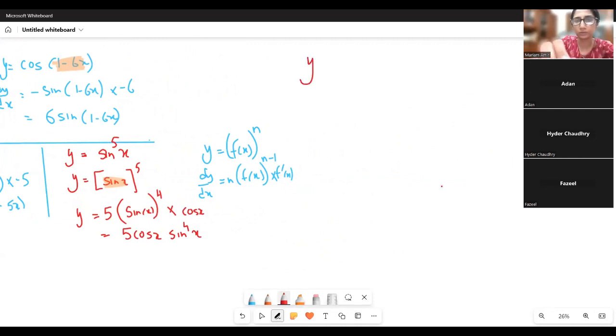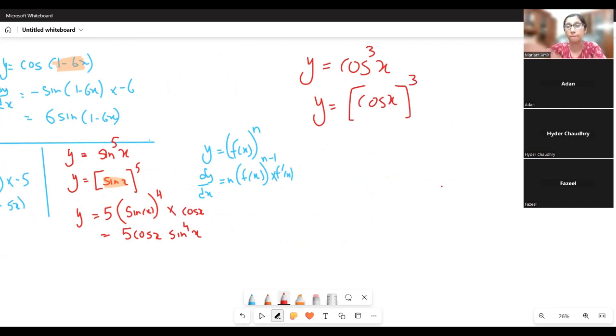Next would be y equals cos cube x. So again, that's y equals cos x whole cube. So it's f(x) power 3. So we derivate dy over dx. Would anybody like to attempt this?